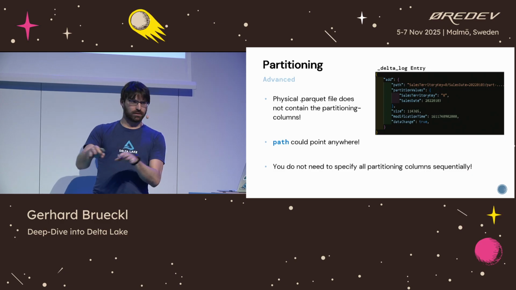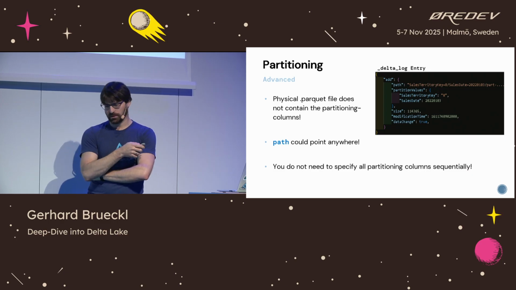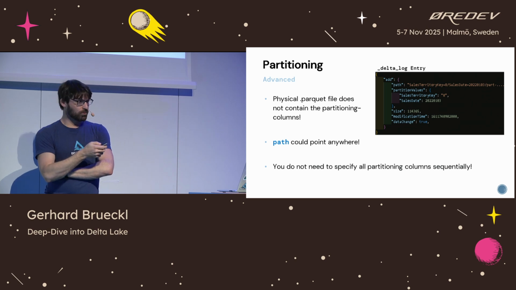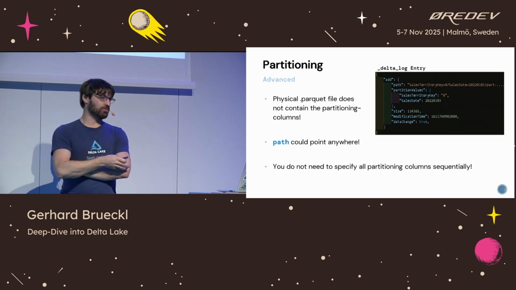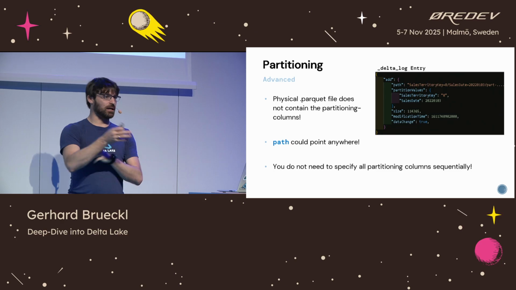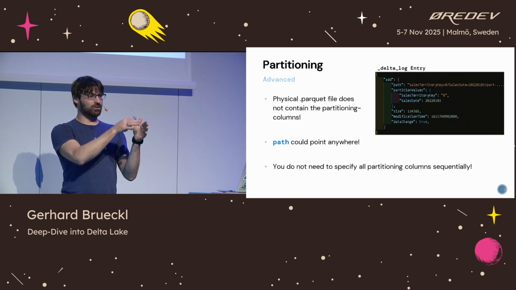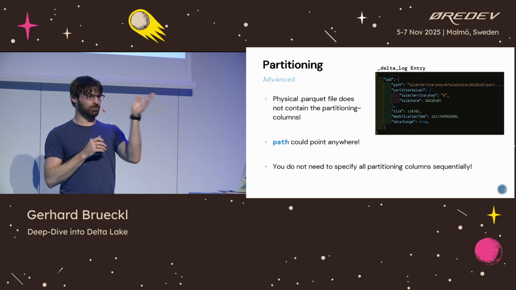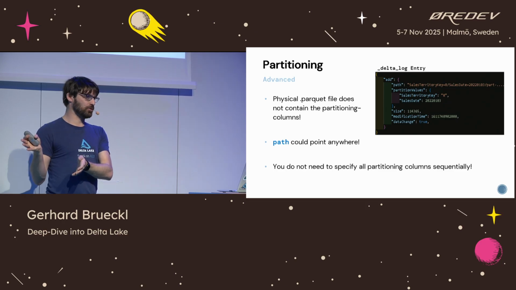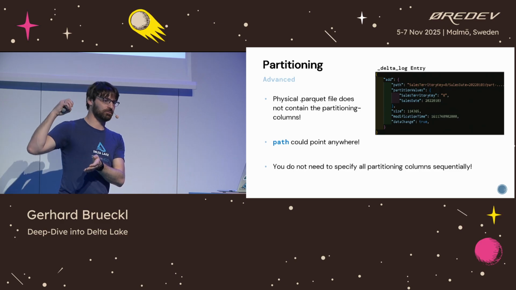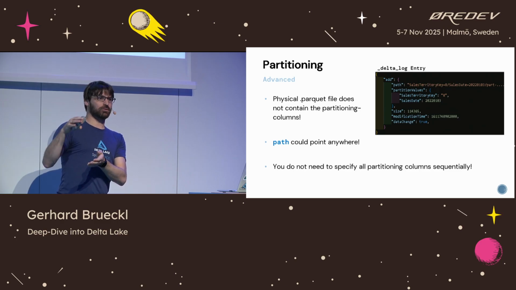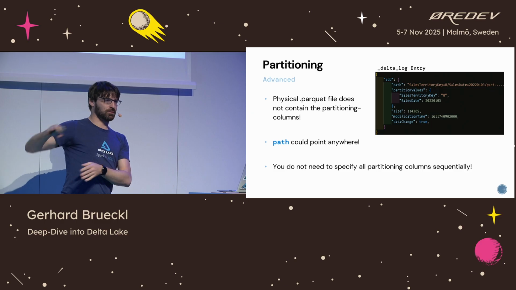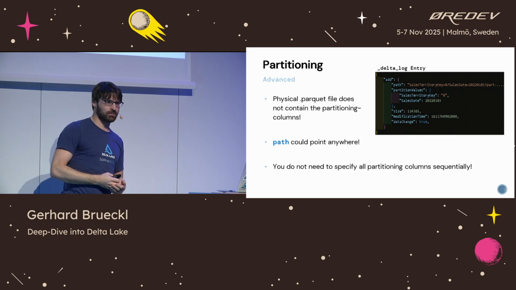Technically, that path could point anywhere, especially for the shallow clones, for example. And what's also important when you're coming from a Hadoop and Hive world: in Hive, you had to specify all the partition columns in a chain. Like if you partition by year, month, and date, you had to specify all of them. In Delta Lake, you don't have to. You could also run a query for getting the January values for the last 5 years, and it would still be able to use partition pruning.